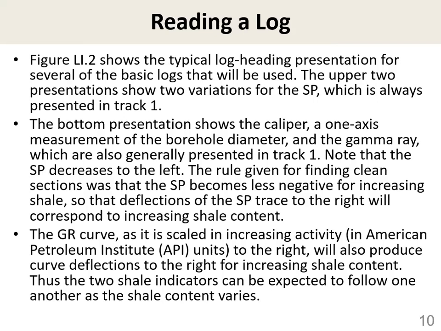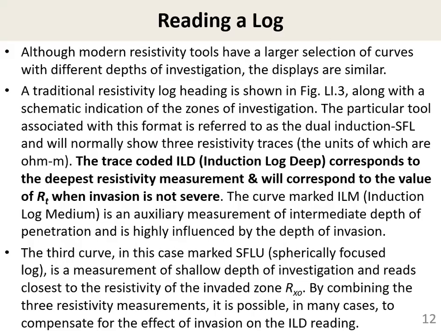And of course, the SP usually decreases to the left. So the rule given for finding clean sections is that the SP becomes less negative for increasing shale, and you have it in one of the examples. The gamma ray curve is scaled in order of increasing activity, so deflections to the right indicate increasing shale content. Thus the gamma ray and the SP are typical shale indicators.